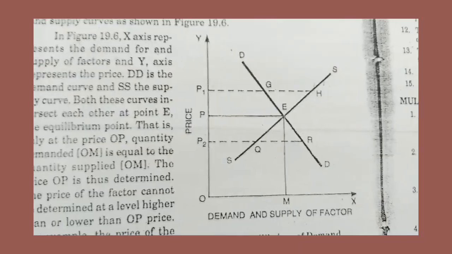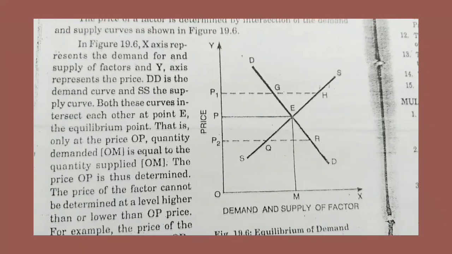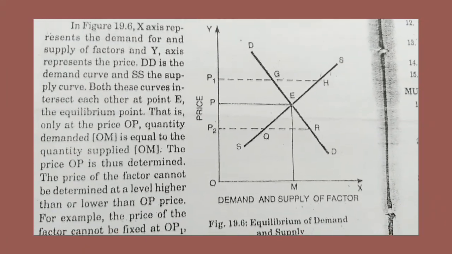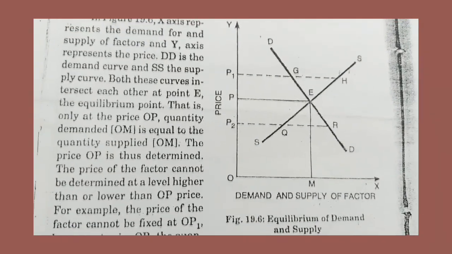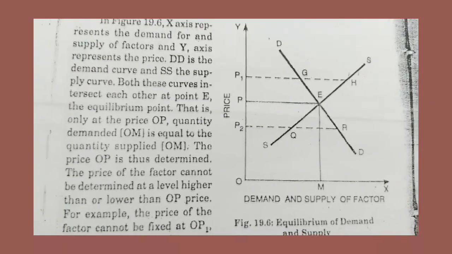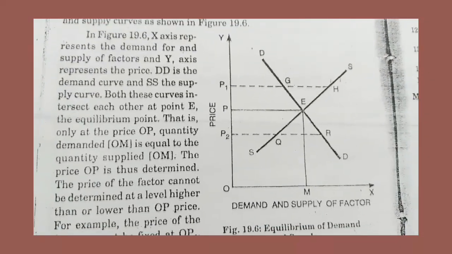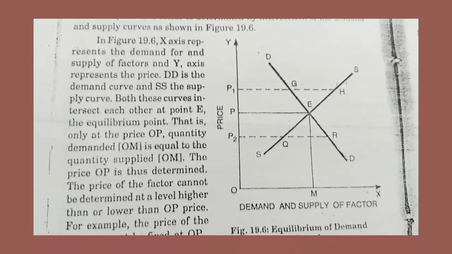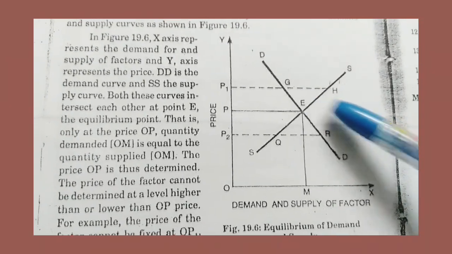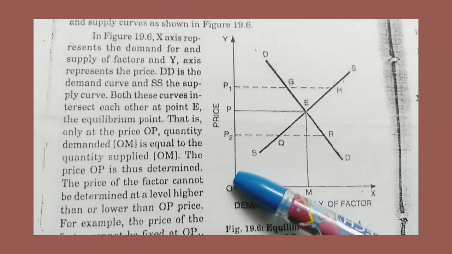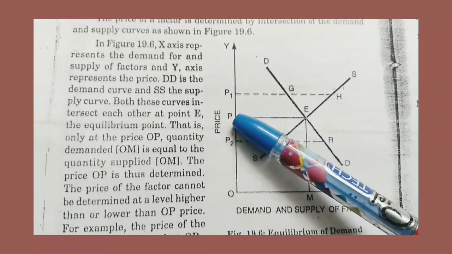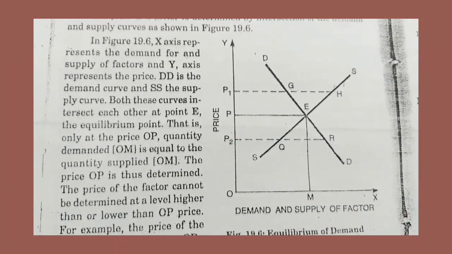Now see the equilibrium of demand and supply. This can be explained with the help of a diagram. In this diagram, the X-axis represents the demand for factors and the supply of factors, and the Y-axis represents the price. DD is the demand curve and SS is the supply curve. Both these curves intersect each other at point E. This is the equilibrium point. It is only at the price OP. This is the equilibrium price. The price OP is determined.